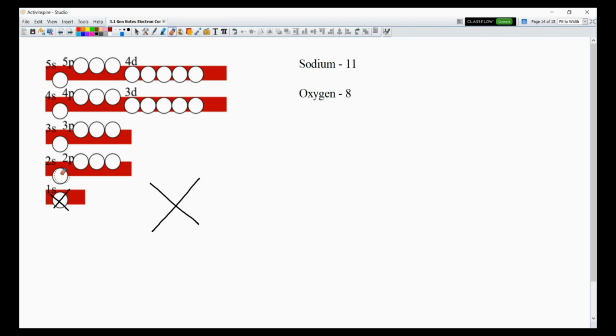Okay, so let's start over. Don't make the same mistake I did, or you're going to end up getting these wrong on a quiz or a test. So 1, 2, 3, 4, 5, 6, 7, 8, 9, 10, 11. That's for sodium. Now, if we were doing oxygen, which has 8, we'd go 1, 2, 3, 4, 5, 6, 7, and then 8. Okay, so that's how you do diagramming.